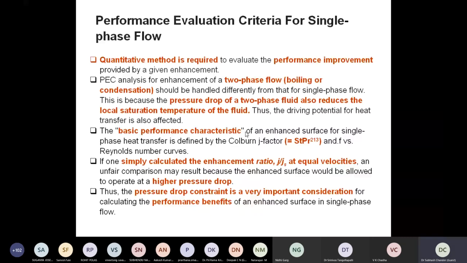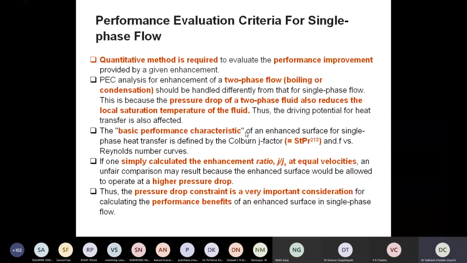So we should be able to say whether we could develop twice the heat transfer enhancement or three times the heat transfer enhancement as compared to the smooth surface or a plane surface. That we need to judge, or identify, before recommending a certain enhancement technique for a certain application. So, performance evaluation criteria analysis for enhancement of two-phase flow.